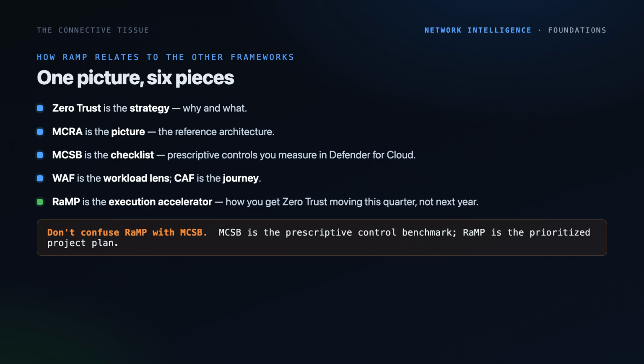One caution the exam rewards: do not confuse RaMP with the Cloud Security Benchmark. The benchmark is the prescriptive control standard you measure against. RaMP is the prioritized project plan for getting Zero Trust moving.